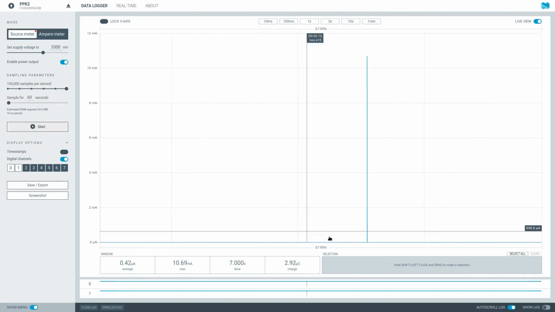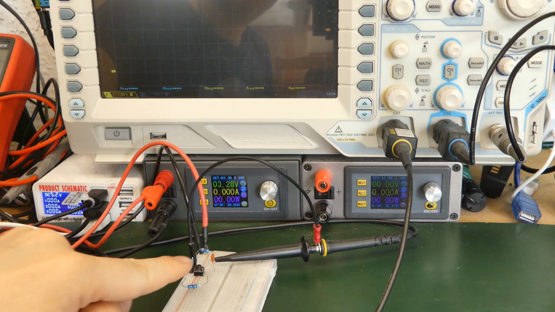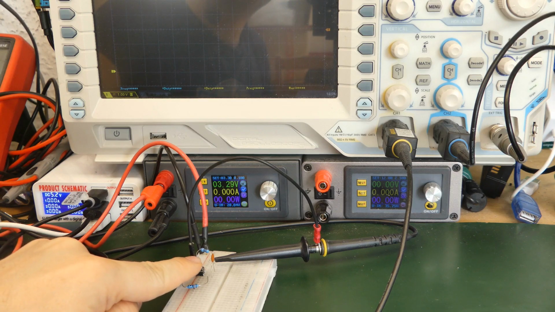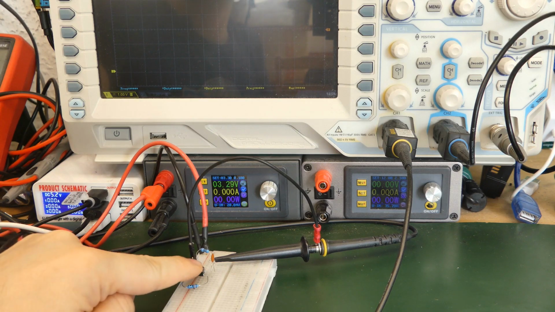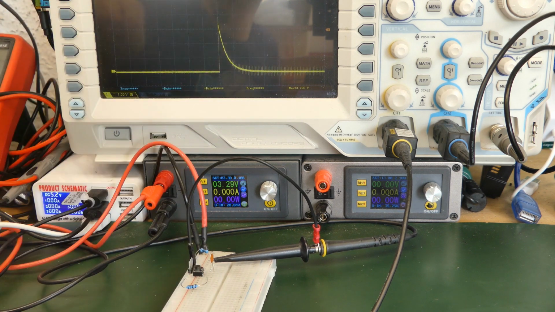It is very short, but it uses 100 milliamp. And this is when the capacitor charges. And using a resistor, we can turn this tiny current draw into a voltage spike. If I press on the button, here you see the voltage spike as measured by the oscilloscope.